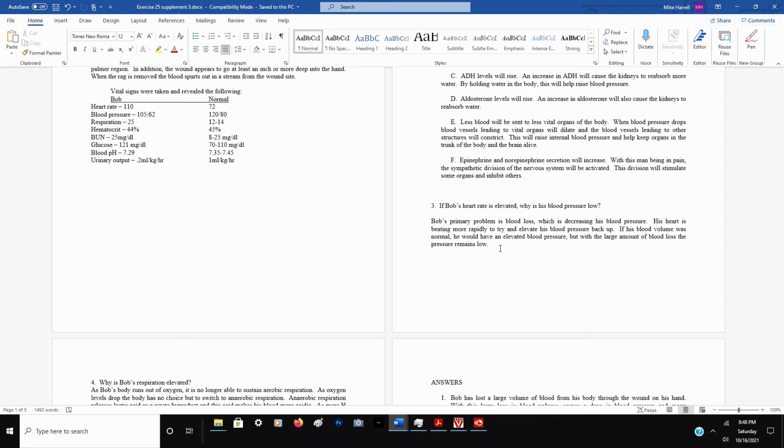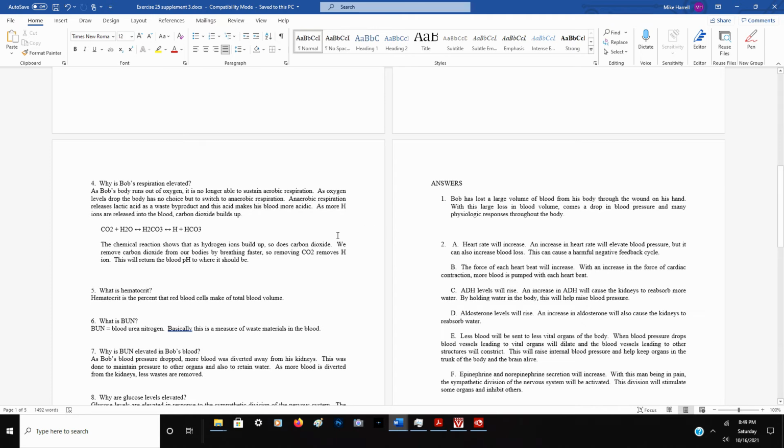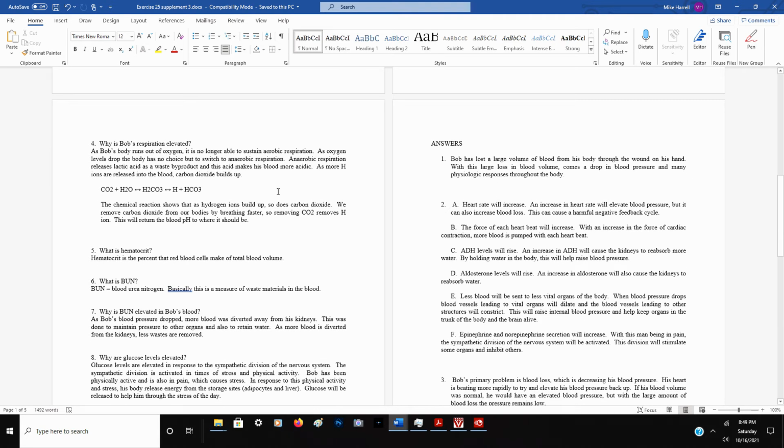Now the heart's trying to make up for this by becoming elevated, trying to pump faster beats per minute and with a stronger force, more blood with each contraction. So if the heart wasn't doing that, his blood pressure would be even lower than what it was. So, volume's going out of your body, pressure's still going to drop. Heart can only do so many things, and of course lots of other things work to push that pressure back up too.